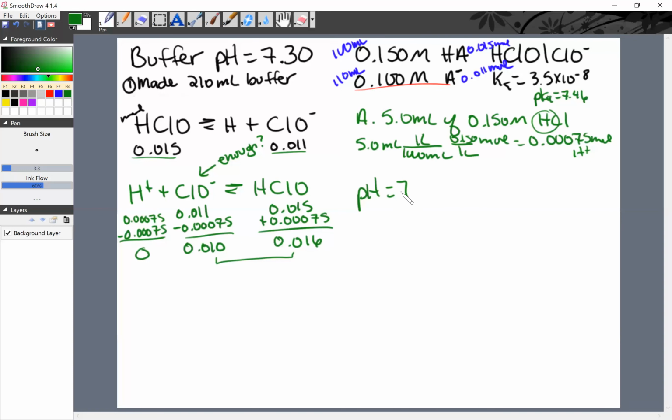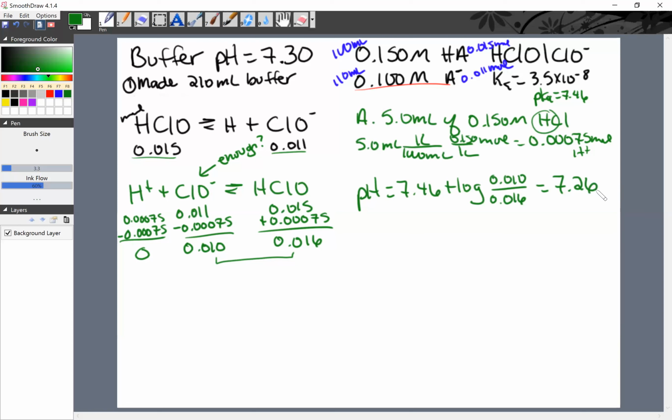All right, so 7.46 plus the log of the base piece, which is 0.010, over the acid piece, which is 0.016. Take the log of that and add it to 7.46. 7.26.